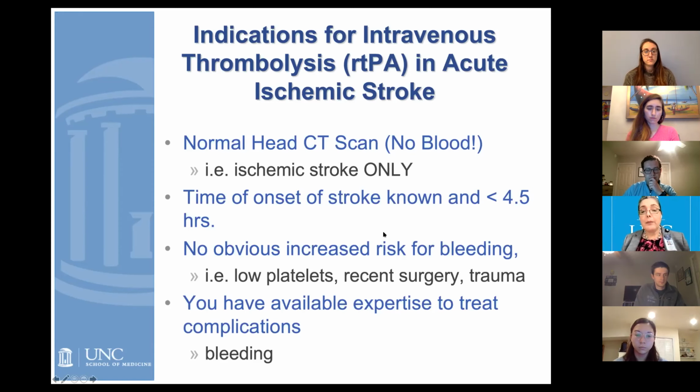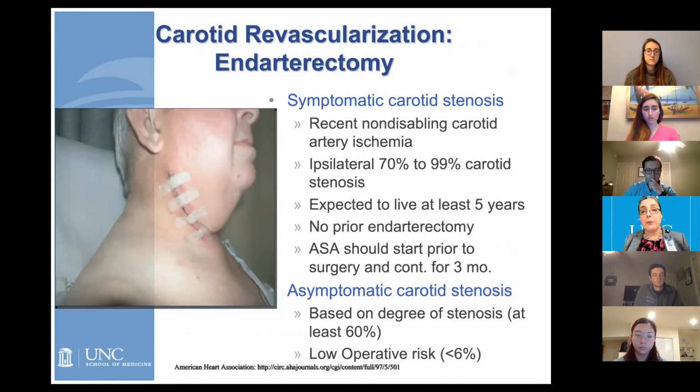And there's been a lot of movement in the country to have centers not named for their expertise. So there are now stroke centers and comprehensive stroke centers that basically refers to a holistic team that takes care of patients from start to finish if they have a stroke.